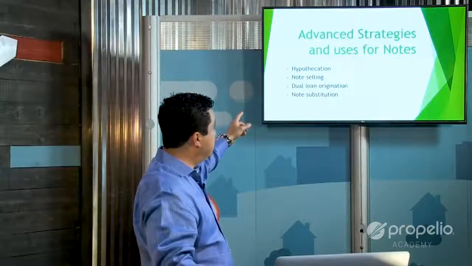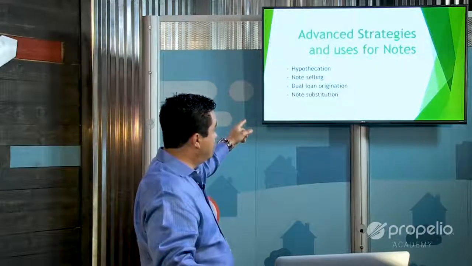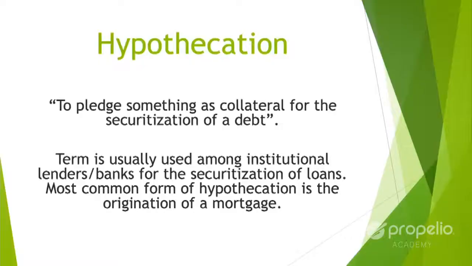All right, so the strategies that we're going to be talking about are hypothecation, note selling, dual loan origination, and note substitution. Like I mentioned a little while ago, I want to make sure that our basics are covered. If you are already looking at this video, you probably already understand the basics of what owner financing is. You probably have a couple of deals under your belt, and you want to figure out what you can do with these strategies. So let's talk about the first one, which is hypothecation. Let's define it first. Hypothecation is to pledge something as collateral for the securitization of a debt.